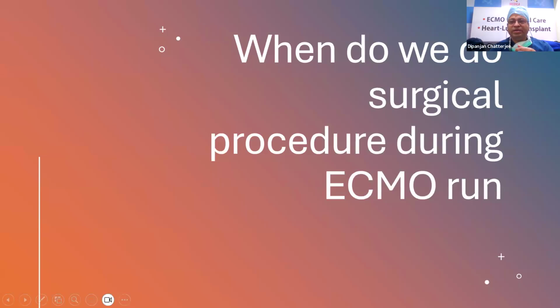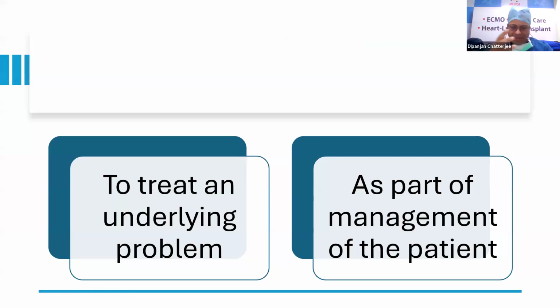So when do we do surgical procedures during an ECMO run? It can be to treat any underlying problem that has cropped up or that is there, or as part of the general management of the patient. So suppose the patient is having a vascular injury from cannulation, you are correcting it, or the distal perfusion flow is not adequate, you are surgically doing it. All those things are a part of managing the patient on ECMO.